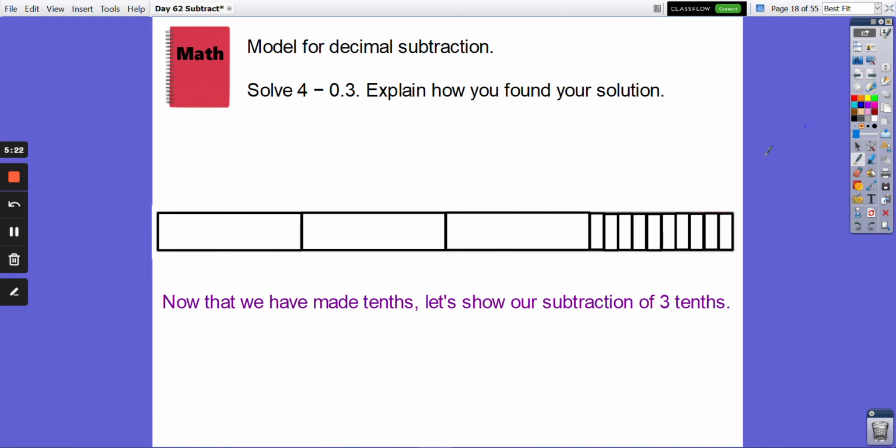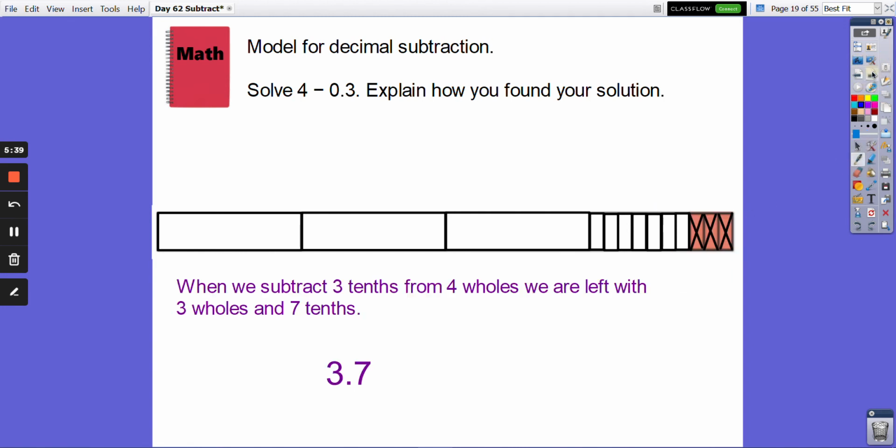Now that we've made it be 3 and 10/10, which we've used before with fractions, we can now subtract 3/10 by crossing them off. And we're left with 1, 2, 3 wholes, or 3 ones, and 1, 2, 3, 4, 5, 6, 7 of the 10, 7/10. 3 and 7/10 is our final answer. It is the difference between 4 and 3/10.